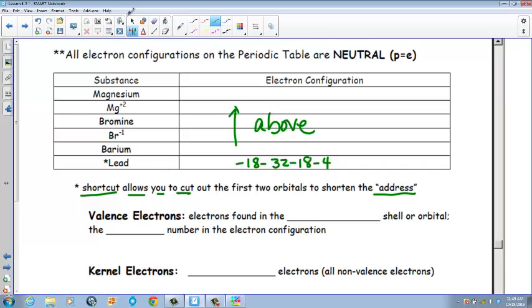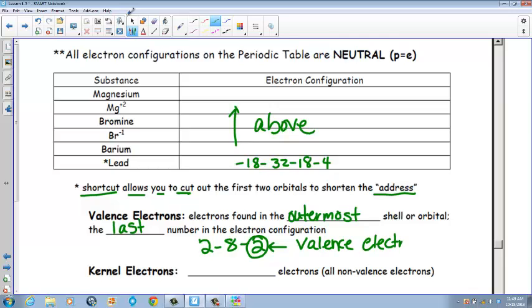Valence electrons are the electrons that are found in the outer shell or outermost shell. We're going to say that, outermost shell or orbital. And the last number in the electron configuration, so if we have 2-8-2, this number right here, this one, will be the valence electrons. And that would tell us there's 2.